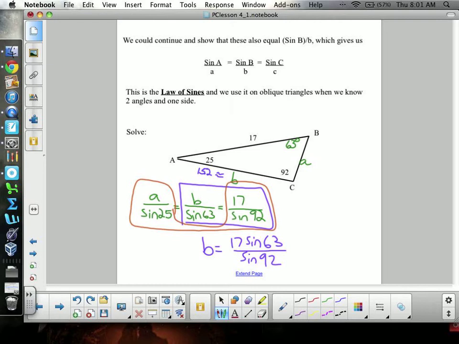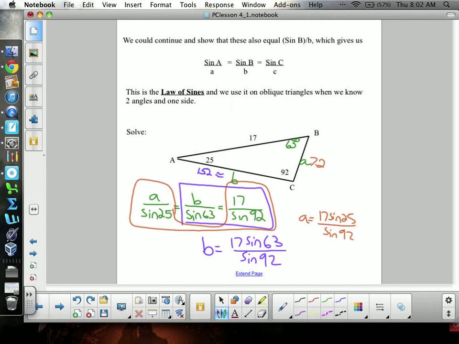So, again, I cross multiply or multiply both sides by sine 25, and I get A equals 17 sine 25 over sine 92. So 17 sine 25, close parentheses, divided by sine 92, close parentheses, 7.2 approximately. And my triangle inequality is still satisfied in that the shortest side is opposite the smallest angle, the medium side is opposite the medium angle, the longest side is opposite the largest angle. It's still making sense. Yes?